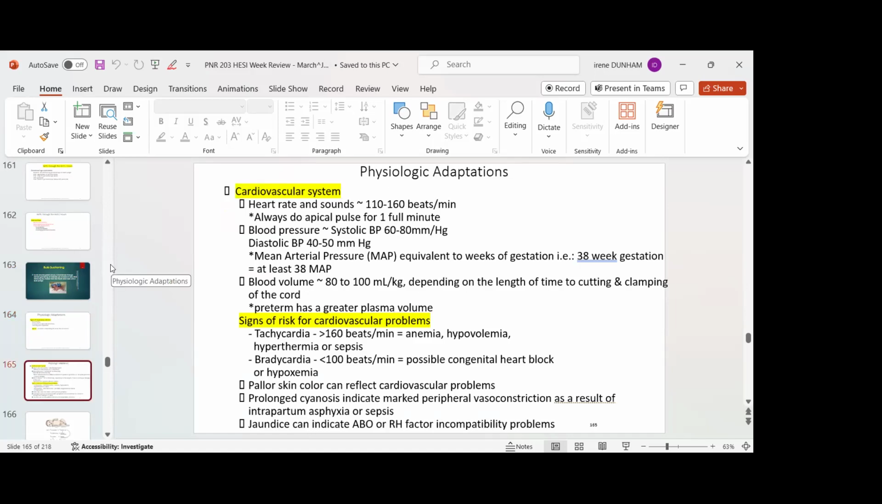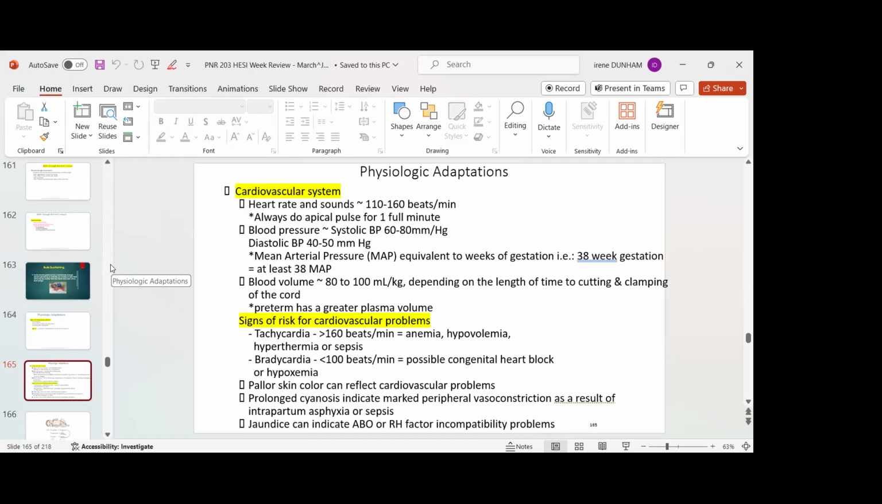This is a slide going over the cardiovascular system, and we know about bradycardia, less than 100 beats per minute. We know about tachycardia. Skin color just kind of reflects the cardiovascular problems. If your baby doesn't pink up the way it should, then you need to check out the cardiovascular system.